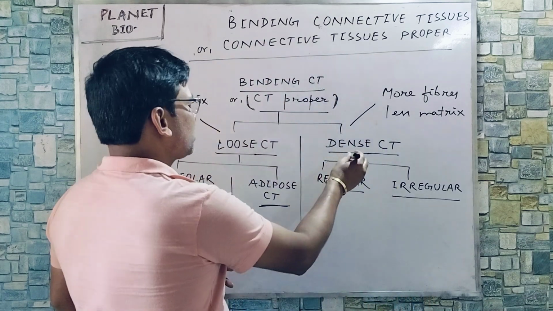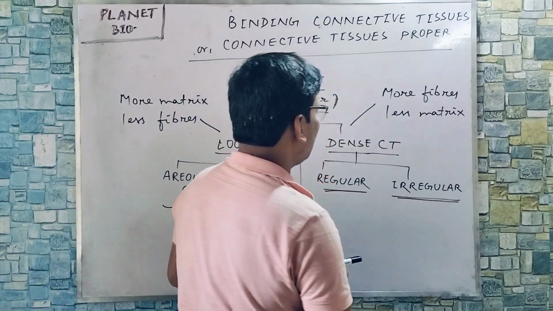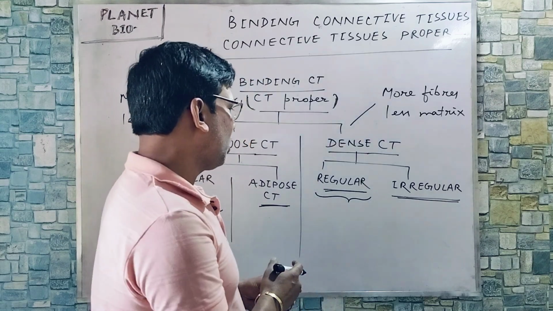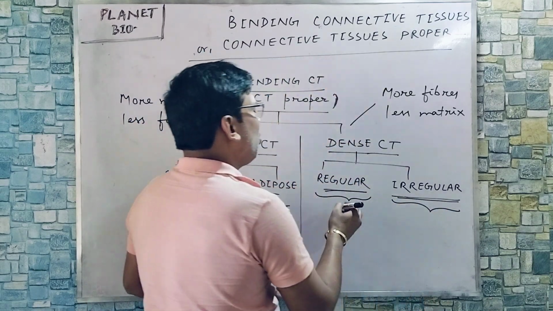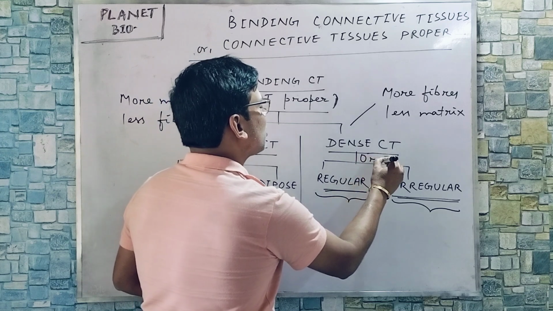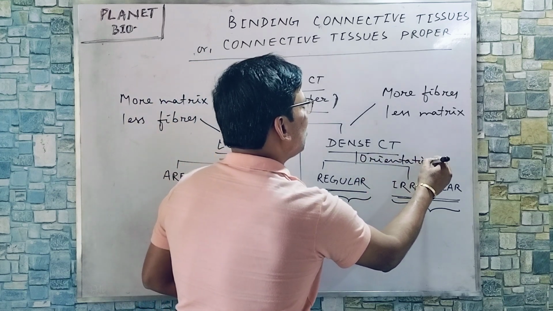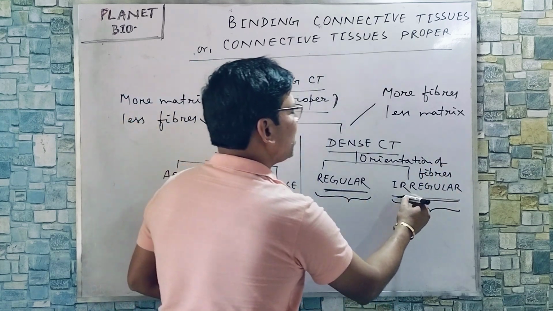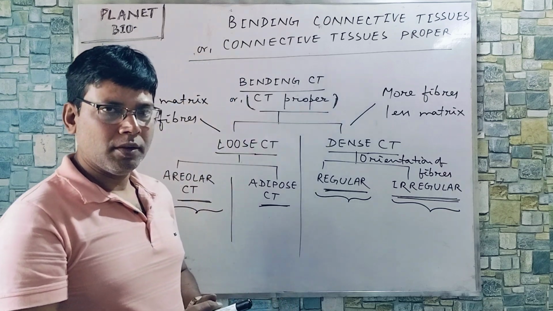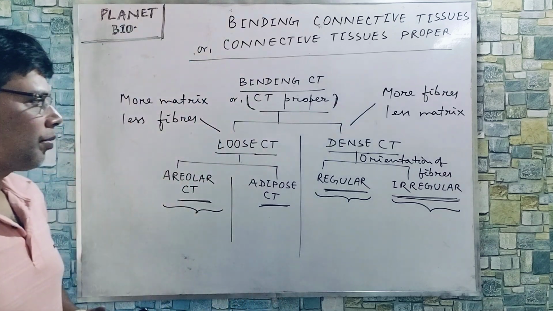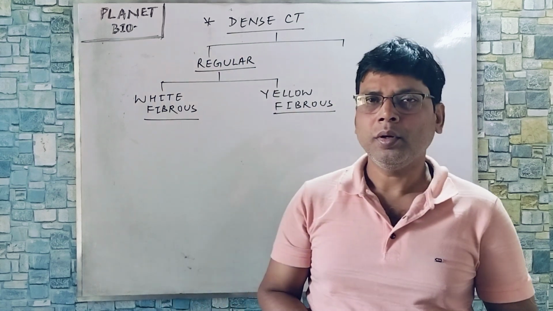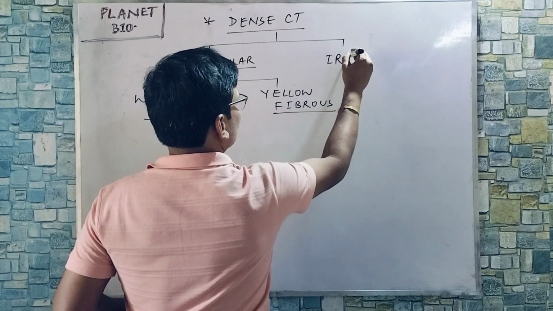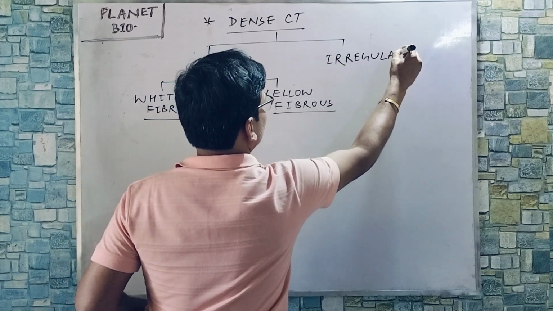And dense connective tissue, two types: regular and irregular. Regular means here fibroblasts are regularly arranged. Irregular means the basis is orientation of fibers, you can say. Orientation of fibers means directional arrangement of fibers. Here regularly arranged, here irregularly arranged. Now we see. Boys and girls, you can see dense connective tissue is further grouped into two parts: regular and irregular.